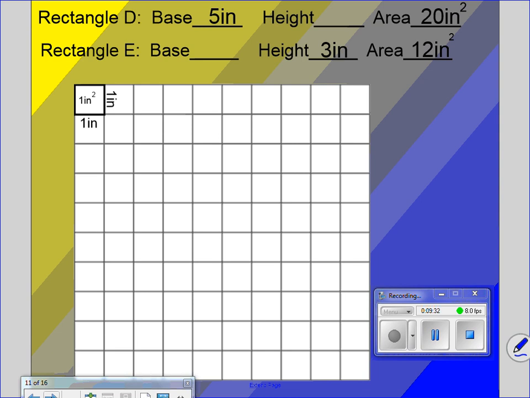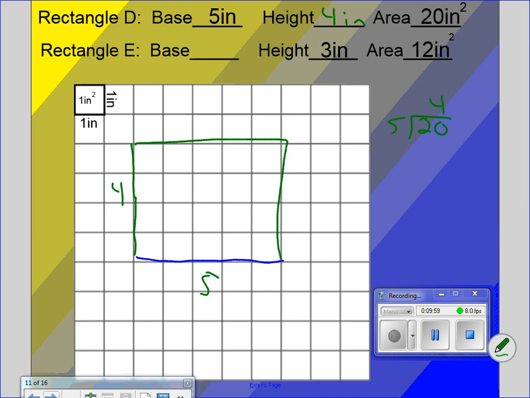All right, so I have to build rectangle D. My base is 5. 1, 2, 3, 4, 5. My area is 20, so I'm going to have to go ahead and go 20 divided by 5 gives me 4. So that means my height is 4 inches. 1, 2, 3, 4. Go ahead and close up this shape. I get a 20, so I have a 4, and I have a 5. Let's look at the next one.